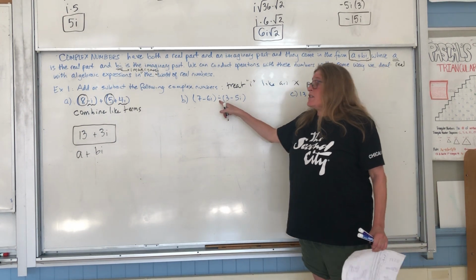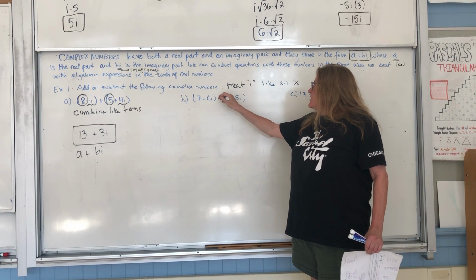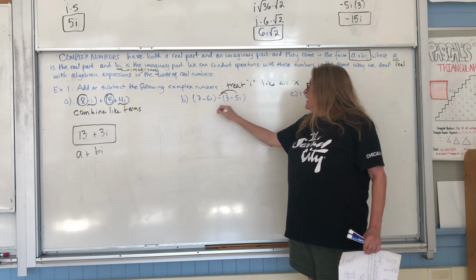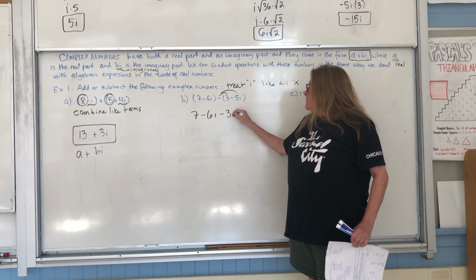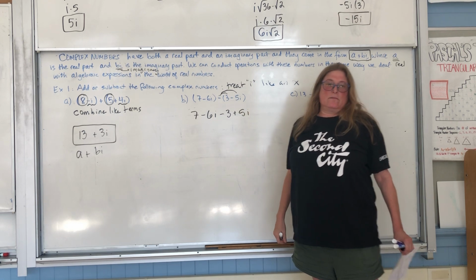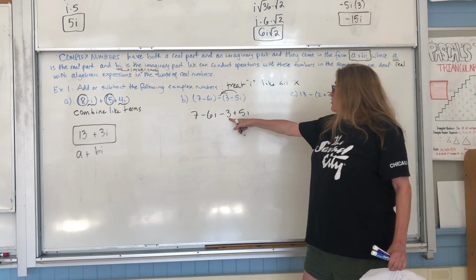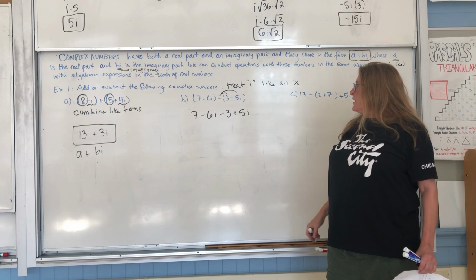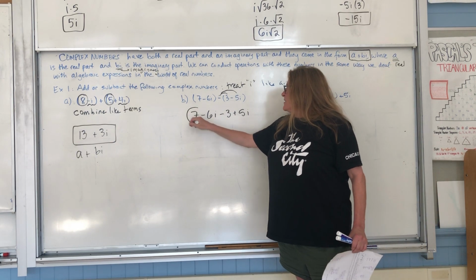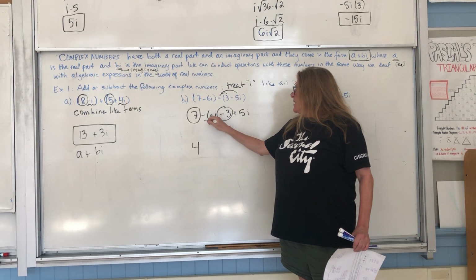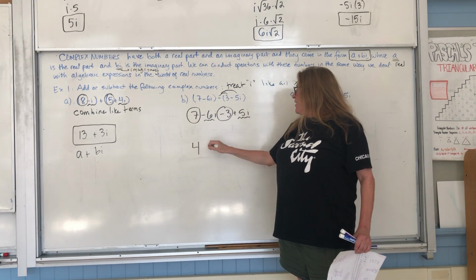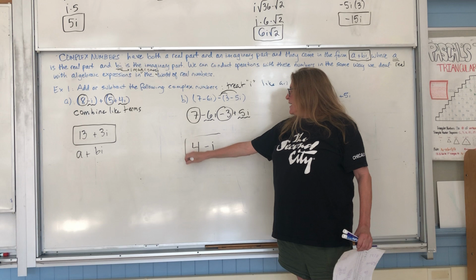Okay guys, now I have a subtraction sign, so I have one extra step. I have to distribute that minus sign. I would have to do that if I were dealing with x's as well, right? That minus sign changes this to a negative 3 and that to a 5i. So now I've got a 7 and a negative 3, which gives me 4. I've got a negative 6i plus a 5i, which gives me 1i.